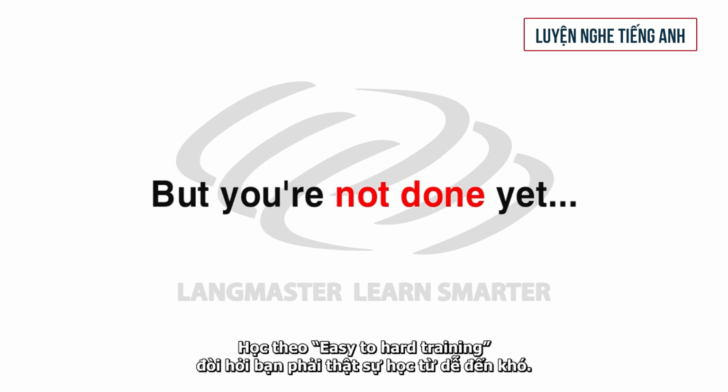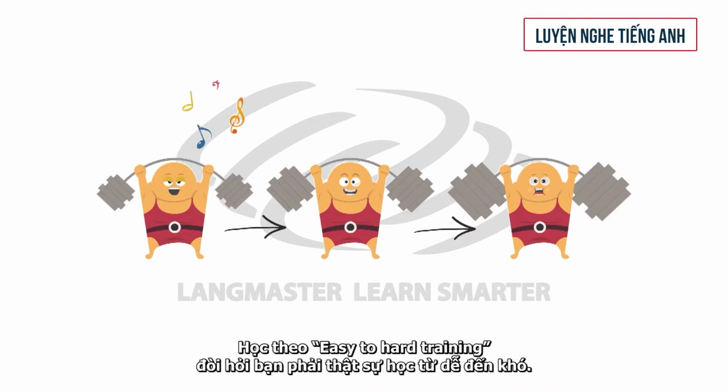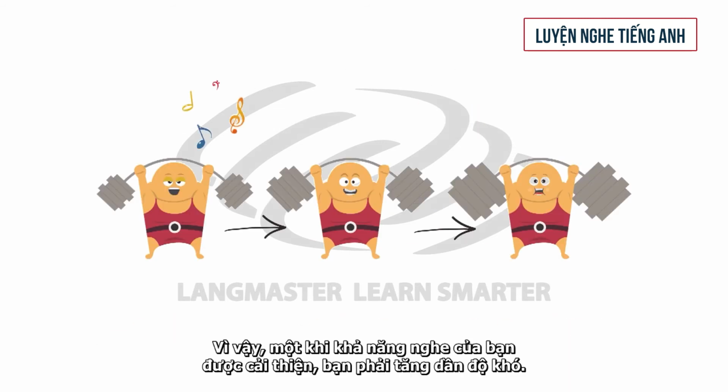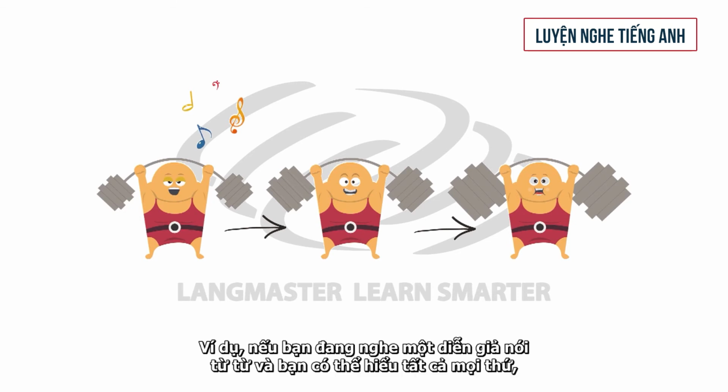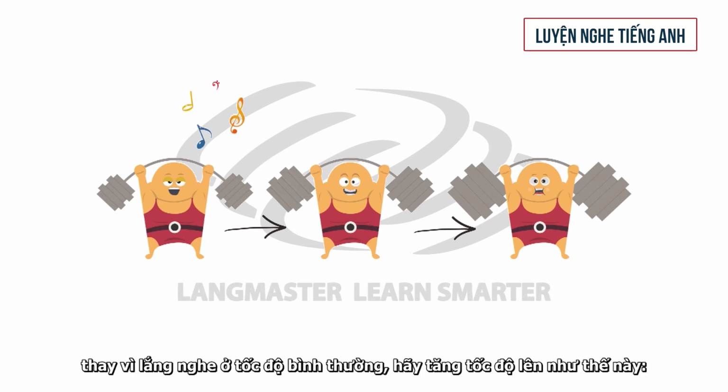But you're not done yet. Easy to hard training requires you to go from easy to difficult. So once your listening skills improve, you have to gradually increase the difficulty. So, for example, if you're listening to a speaker that speaks slowly and you can't understand everything, instead of listening at the normal speed, speed it up like this.